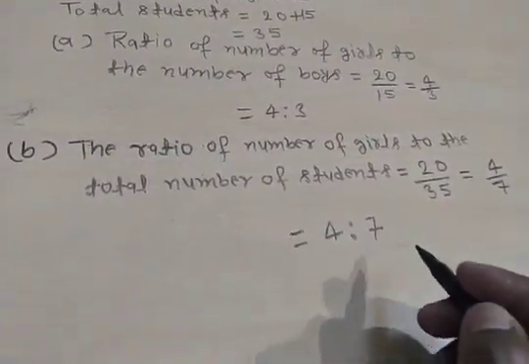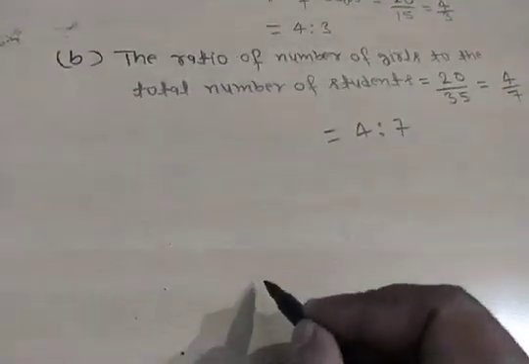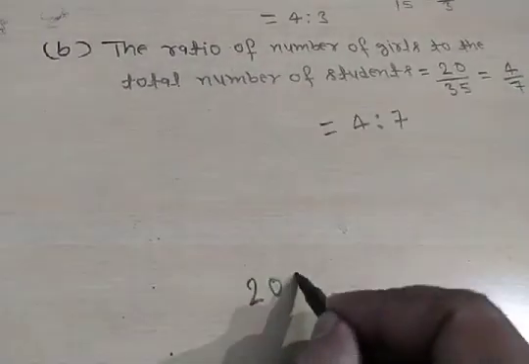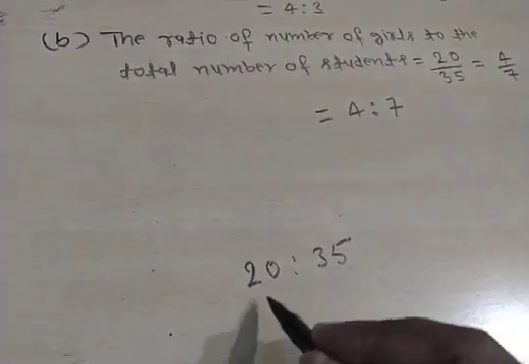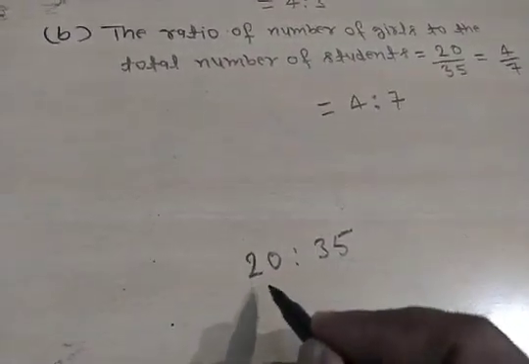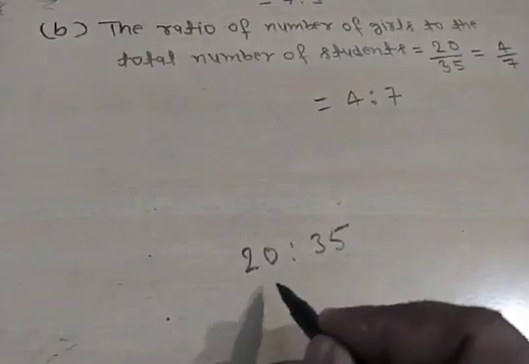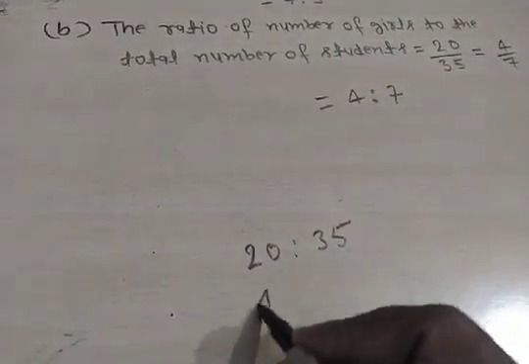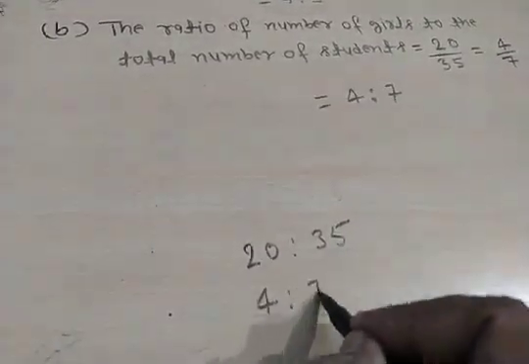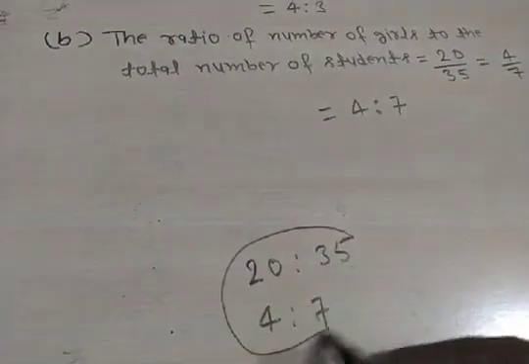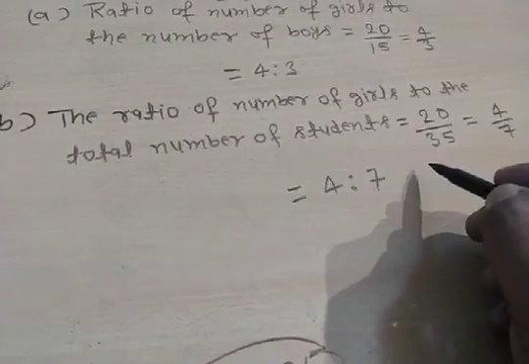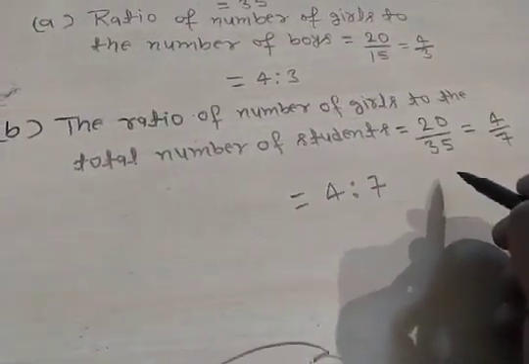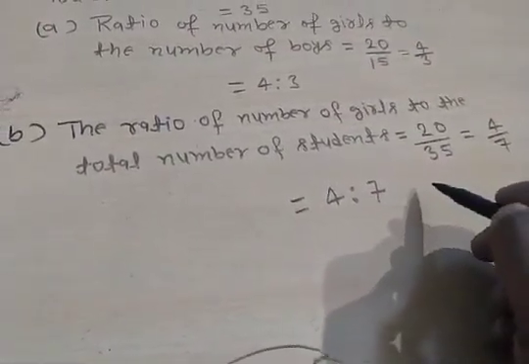Okay, student, see here 20. You can also write 20 ratio 35. Okay, and after this we simplify it. Okay, so if you divide both ratio by 5, so here you obtain 4 ratio 7. This is also right, but this is good for you. First we learn it. After this you can do as your wish. Clear?